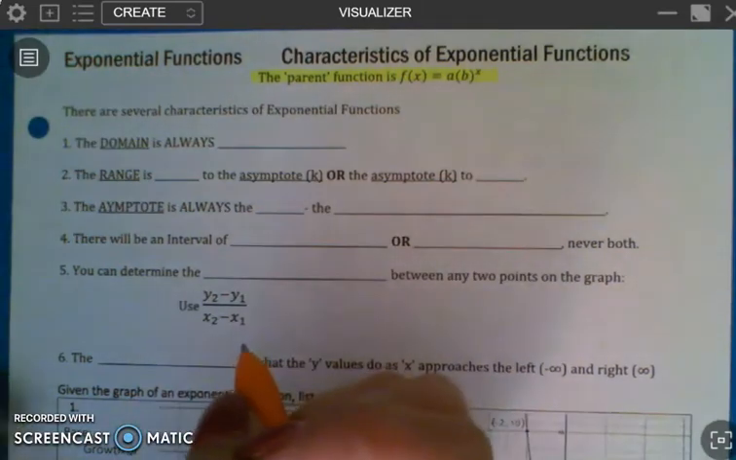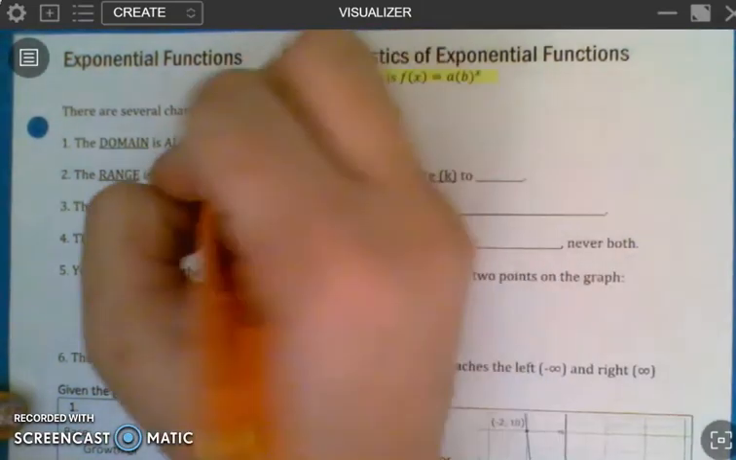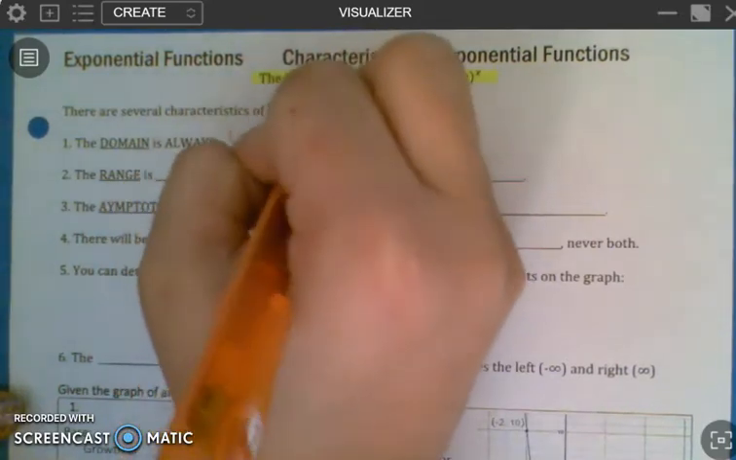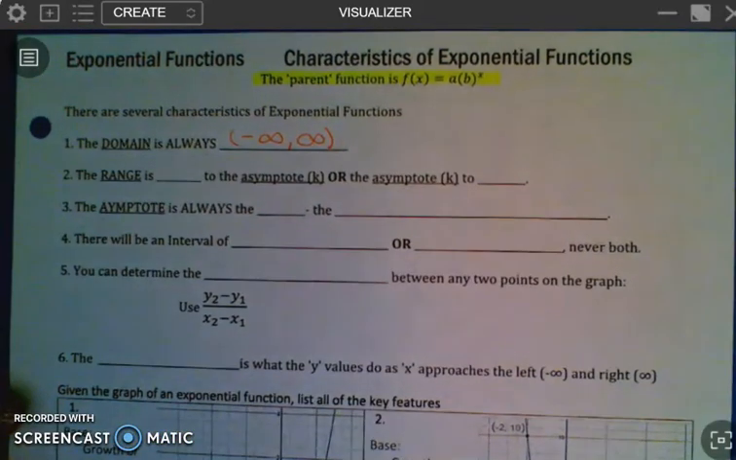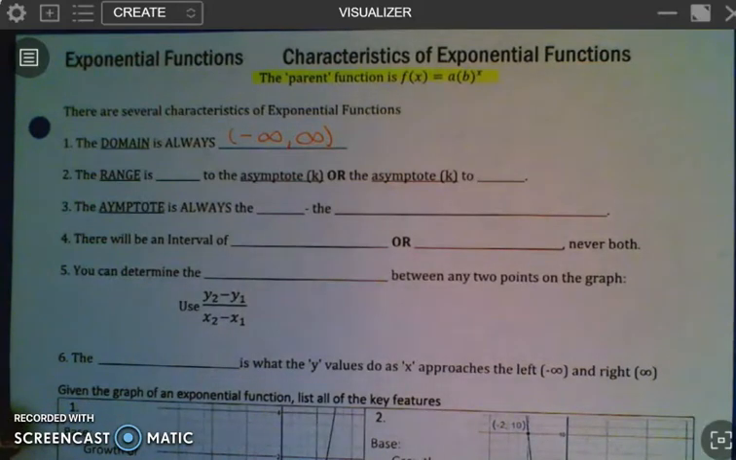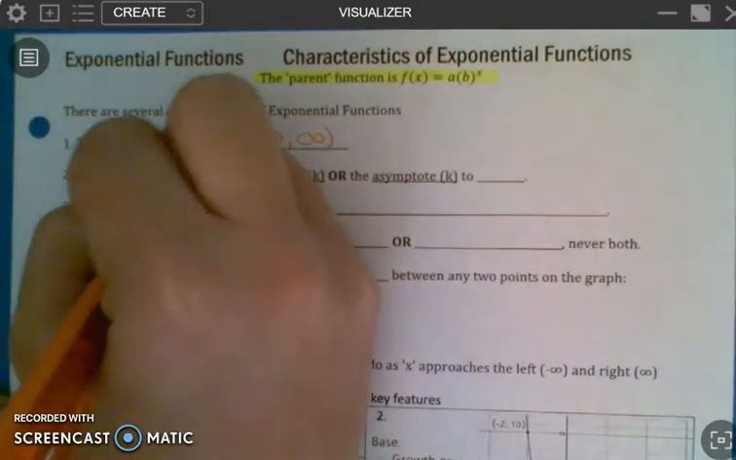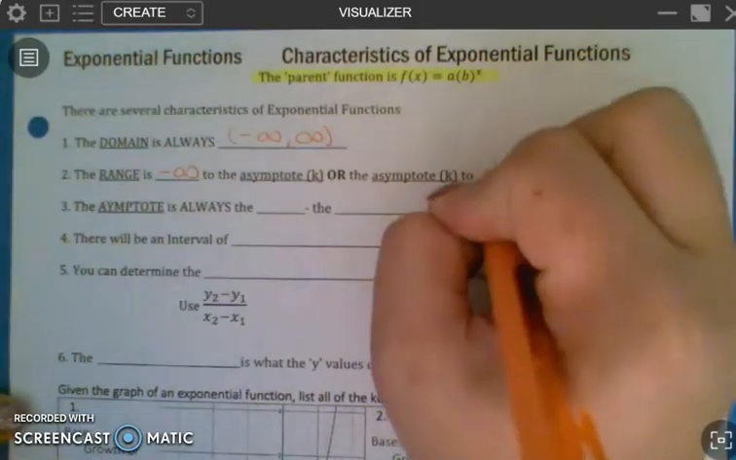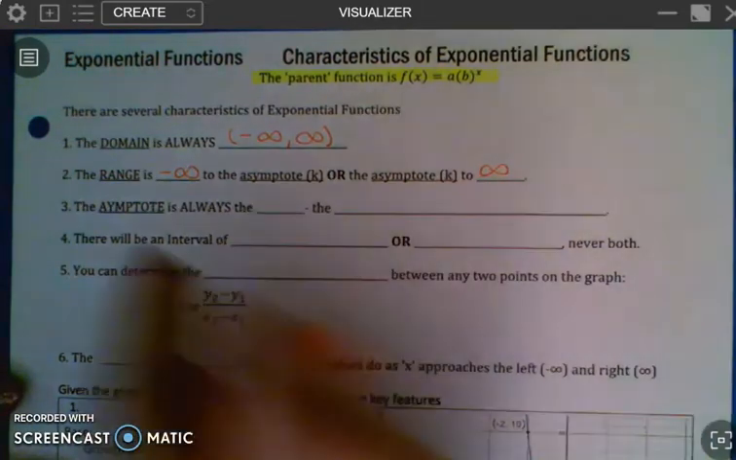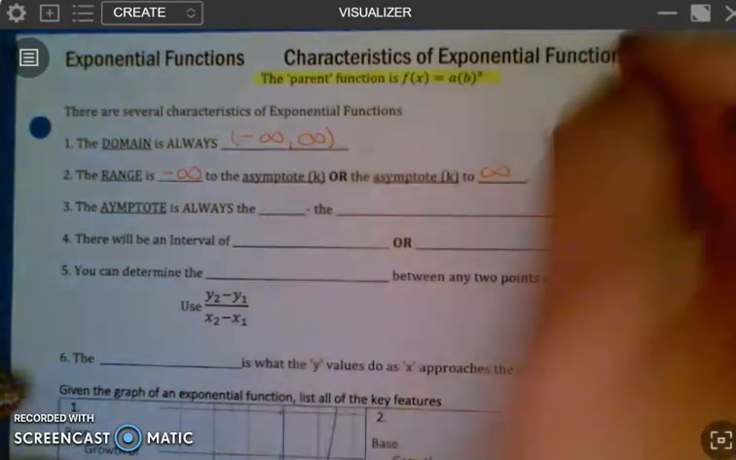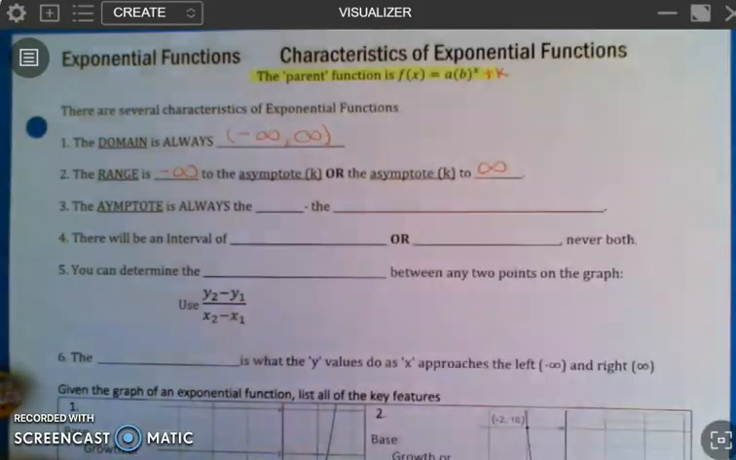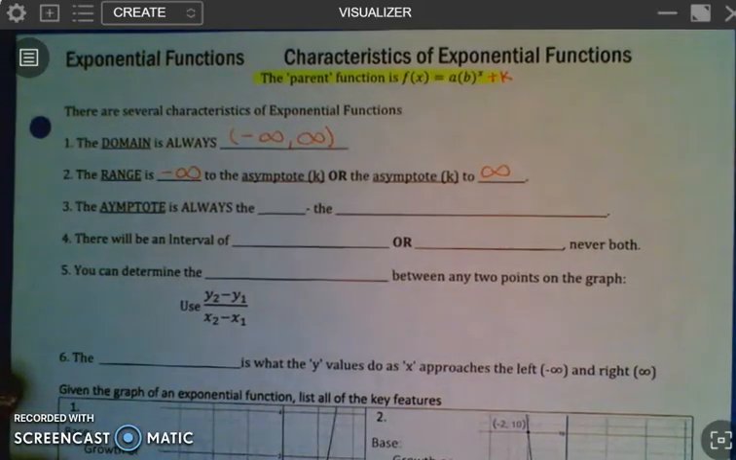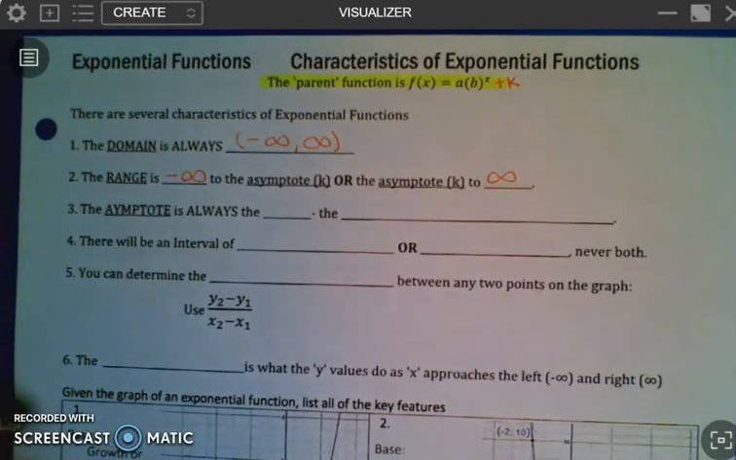The first one is that the domain is always negative infinity to positive infinity. So that means the graph is going left and right forever. It's not going to stop. The range is either negative infinity to the asymptote, which we'll talk about, or the asymptote to infinity. So we'll learn that the asymptote k is sometimes there's plus a number at the end up here, and that's going to be your asymptote. And when we start graphing, we'll give you a little cheat sheet.